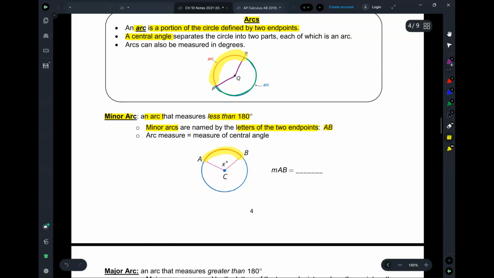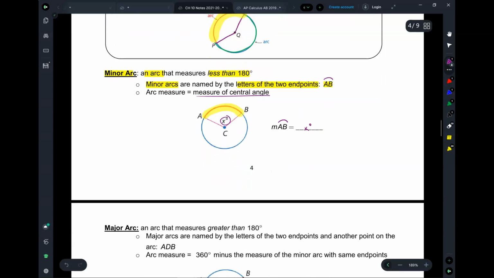Now, how do we denote that it's an arc? On top of it, you have to put the arc symbol like this. So that's arc AB. Now, what's the measure? The arc measure is the same exact thing as the measure of the central angle. So if this central angle has a measure of x degrees, then the measure of arc AB is also x degrees. And remember, this has to have an arc symbol on top. So the measure of arc AB is x degrees.